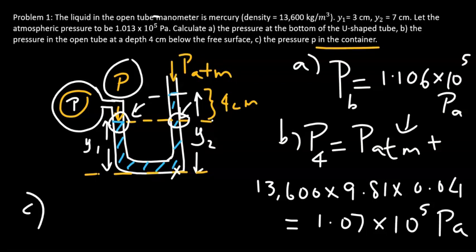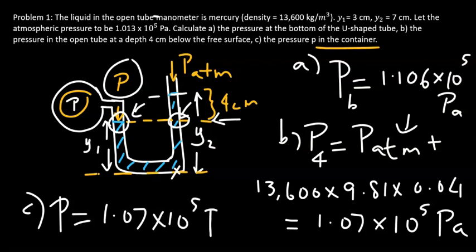So for part C, the pressure in the container must be the same as the pressure at this point, which we had computed earlier, and that is 1.07 times 10 to the power 5 Pascal. And that completes the problem.